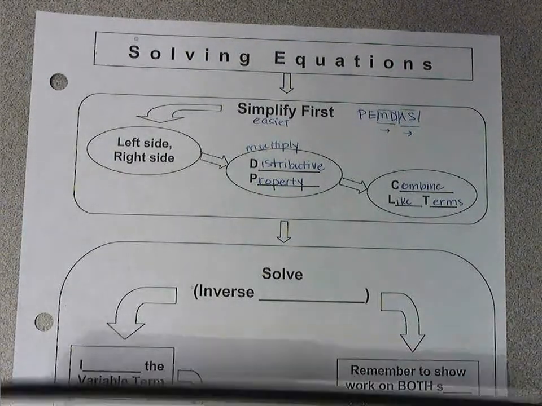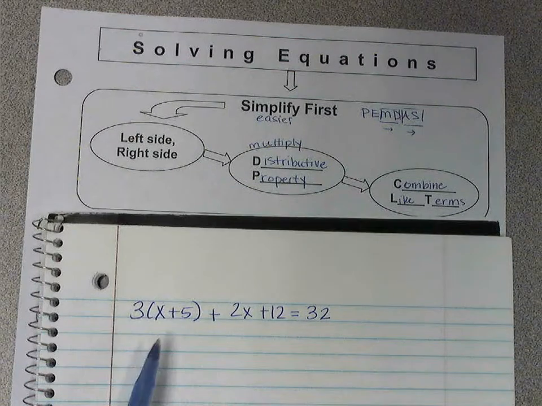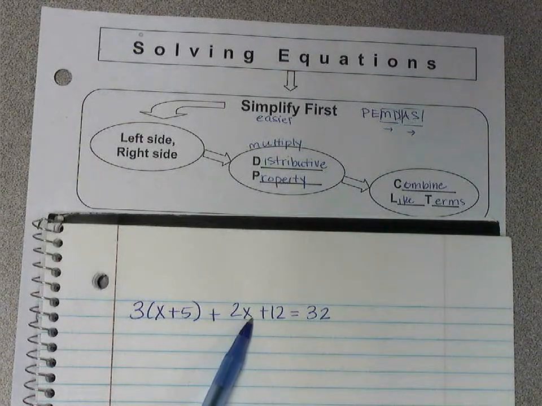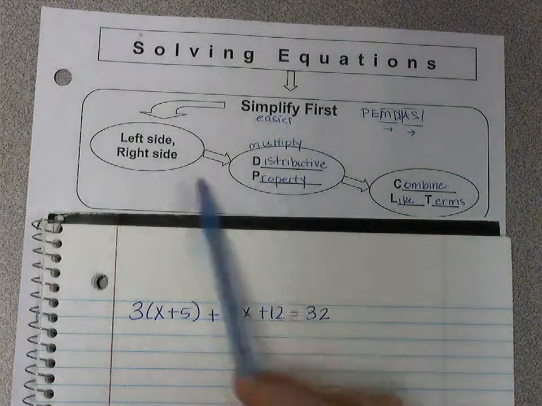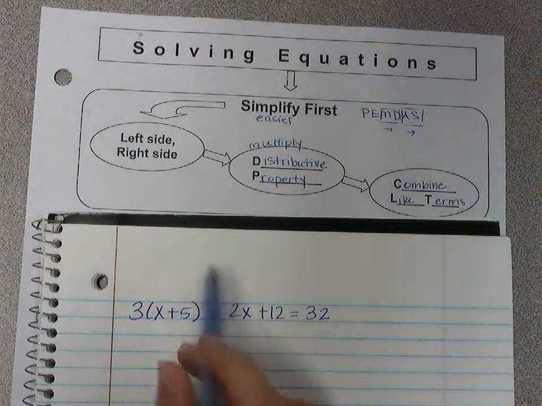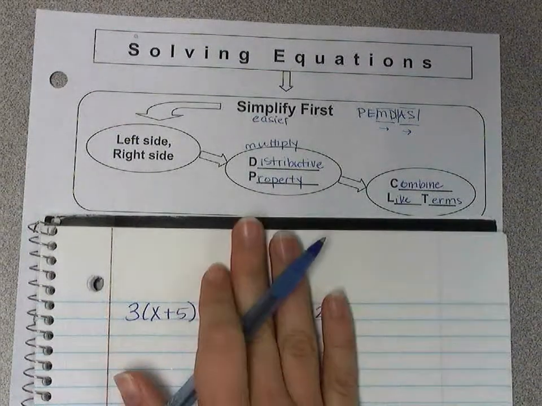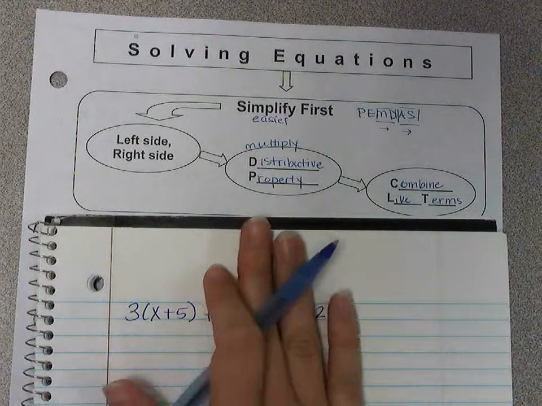So here's an example of an equation. Before we can solve this equation, we want to make it easier. Right now it would be really challenging to figure out what number could replace x so that we get an answer of 32. But if we first distribute, then combine our like terms, it's going to get a little bit easier. So this right here looks like it can be distributed. So 3 multiplied by x and 3 multiplied by 5.